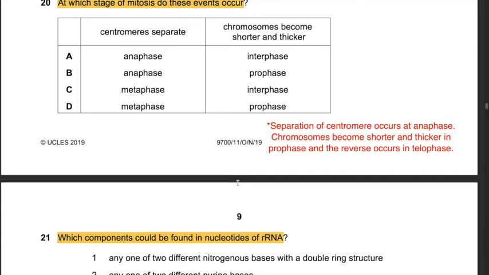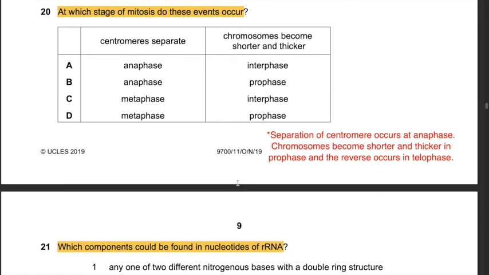Question 20. At which stage of mitosis do these events occur? Centromeres separate, chromosomes become shorter and thicker. Now, centromere separation occurs during anaphase, and chromosomes become shorter and thicker during prophase, whereas the reverse occurs in telophase. Hence, the answer is B.